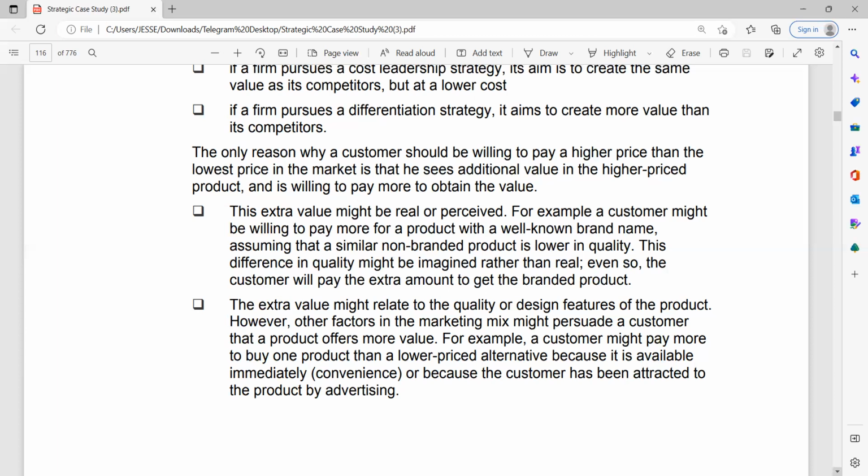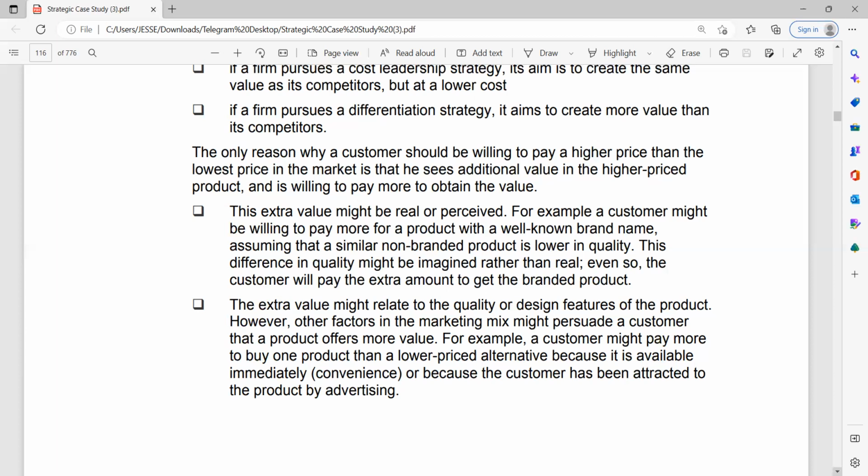It's perceived. So it says here that, for example, a customer might be willing to pay more for a product with a well-known brand name, assuming that a similar non-branded product is lower in quality. This difference in quality might be imagined, see, rather than real. Even so, the customer will pay the extra amount to get the branded product. The extra value might relate to the quality of design features of the product. So that's another point, right? So the value might be real or perceived. The extra value might relate to the features or the attributes of the product, right?